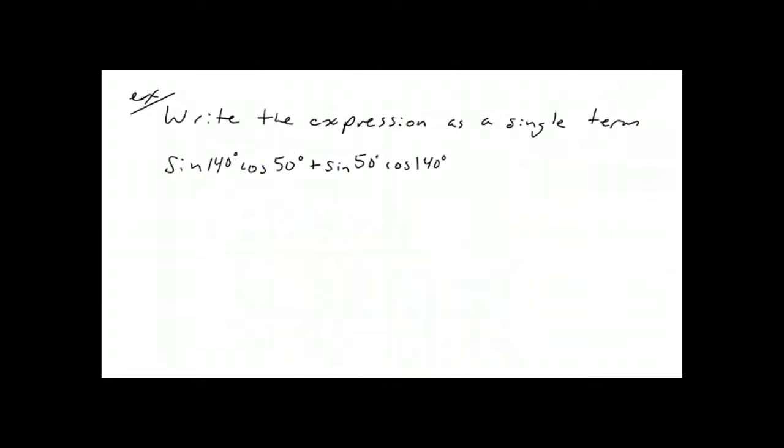Write the expression as a single term. We have sine of 140 degrees cosine 50 degrees and sine of 50 degrees cosine 140 degrees. So I want to condense this into a single term.